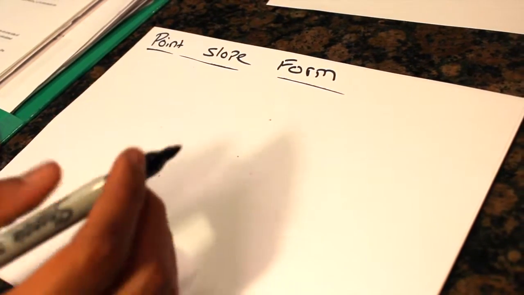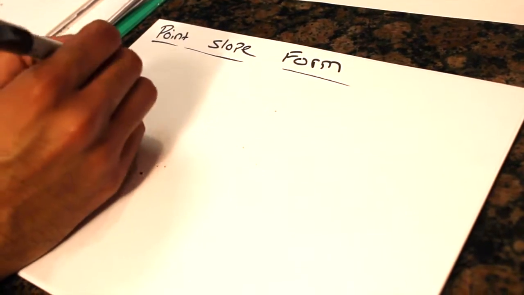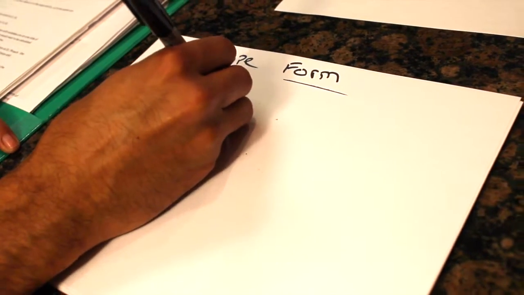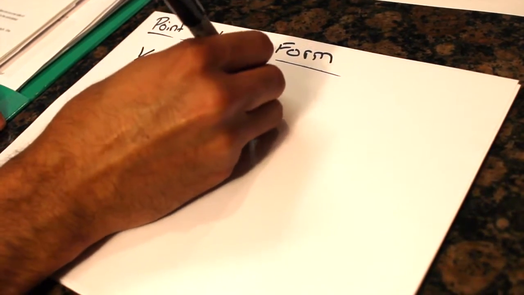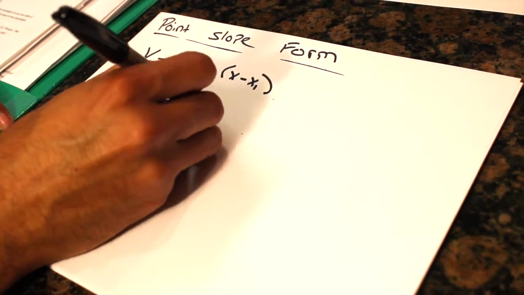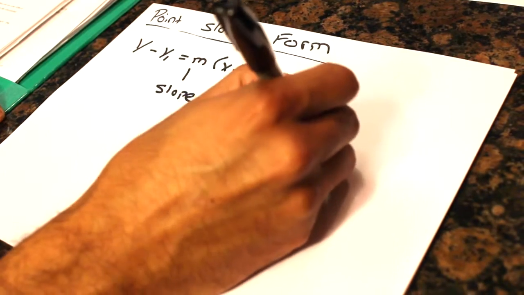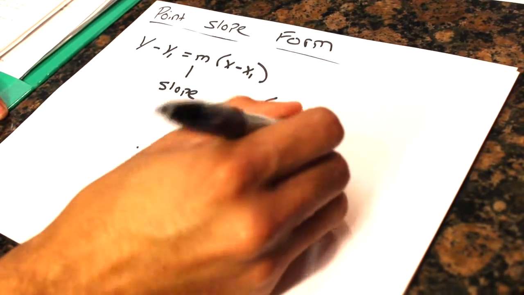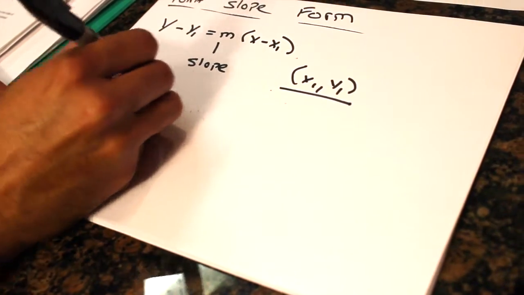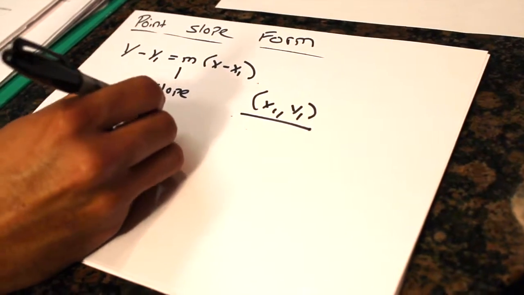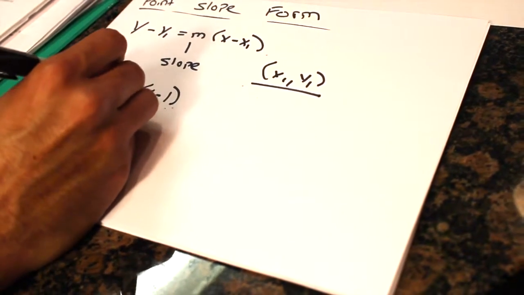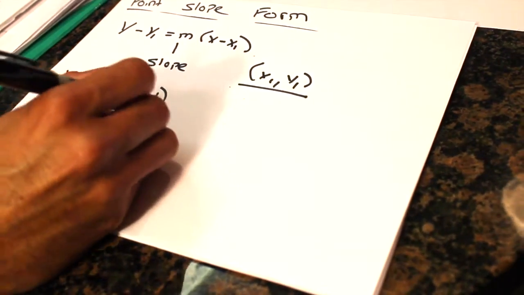So the second form is called point-slope form. And in point-slope form, the formula is y minus y1 equals m times x minus x1. And in this equation, m is the slope, and (x1, y1) is any point on the line. And that's going to help you solve the equation. So the example we have here, y minus 4 equals 3 times x minus 1. In this equation here, the line would have a slope of 3, and the point is (1, 4).